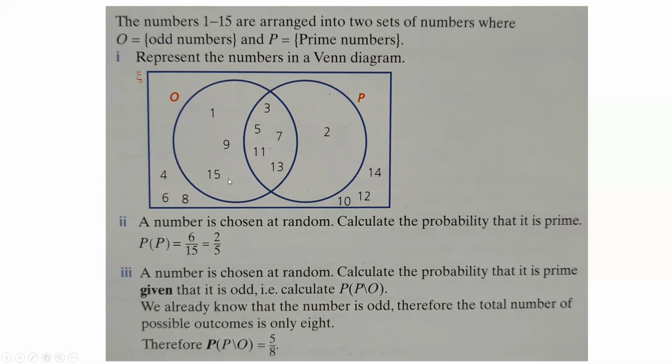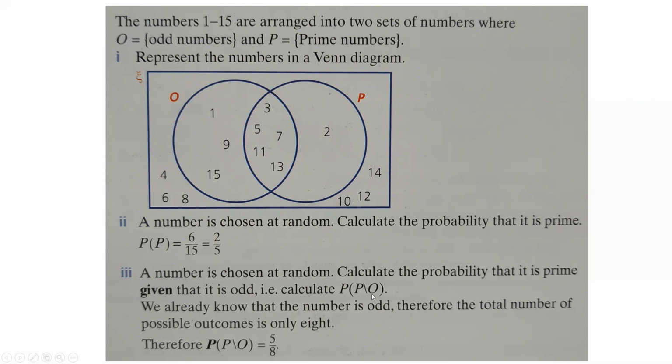From these 8 numbers, which one belongs to P, that is the question. So you already know the number is from odd. Therefore, the total number of possible outcomes is only 8, because the sample space only has 8 here. Then you only need to know those from P. So that means P is here: 3, 5, 7. These five figures are from P. So it's 5 out of 8. So this is the answer.